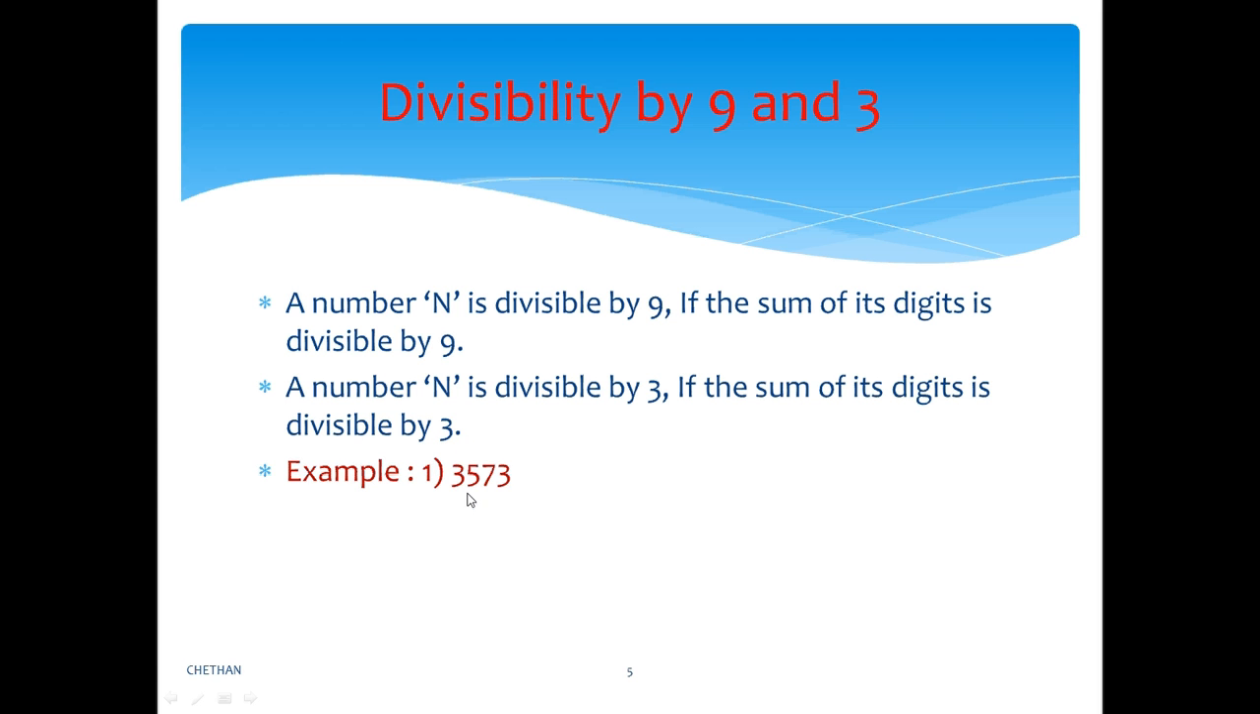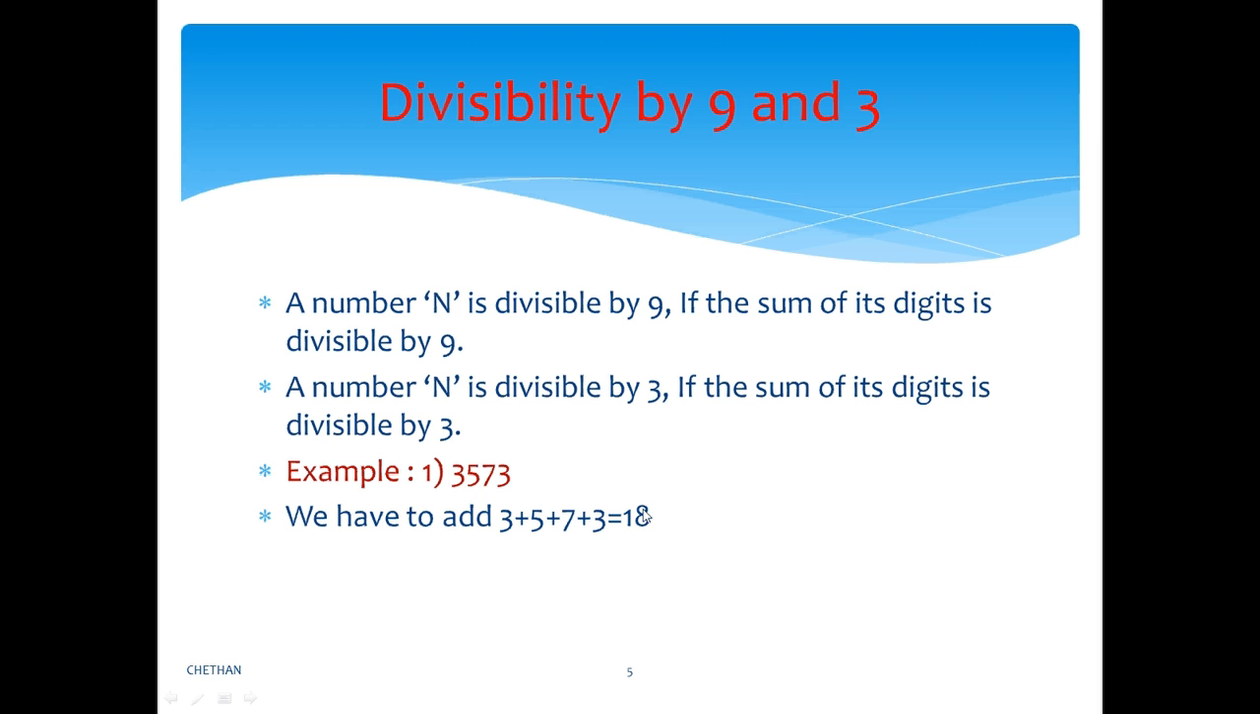They have given 3573. This is one number, 3573. We have to check whether this 3573 is divisible by 9 and 3. For this we have to do 3 plus 5 plus 7 plus 3. What do we get? 3 plus 5 plus 7 plus 3 equals 18. Now we have to check whether 18 is divisible by 9 and 3. Yes, 18 is divisible by 9. 9 twos are 18. And 18 is also divisible by 3.